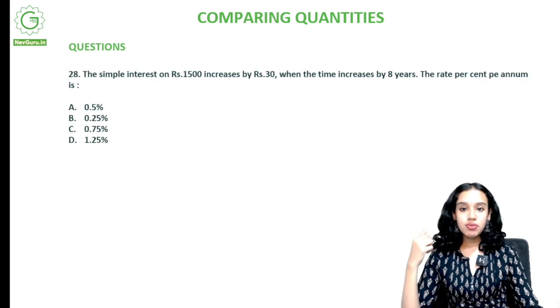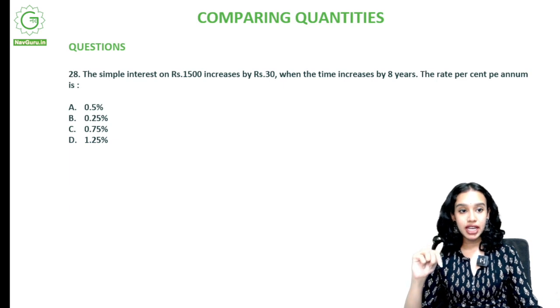Now, the simple interest on rupees 5000 increases by rupees 30 when the time increases by 8 years. The rate percent per annum is.